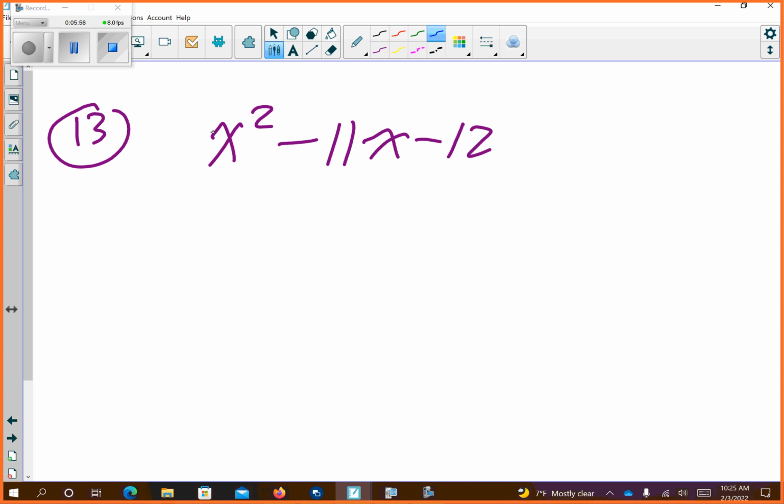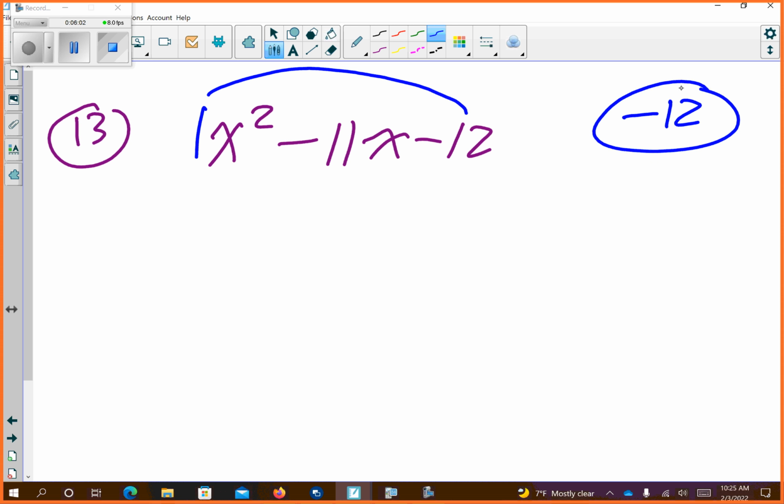All right. So we have to know there's a 1 out front. Those multiplied together give me negative 12. What do you know? If you multiply and get a negative, you need one of each, one positive and one negative. So factors of 12: 1 and 12, 2 and 6, 3 and 4. Which one works? 1 and 12.